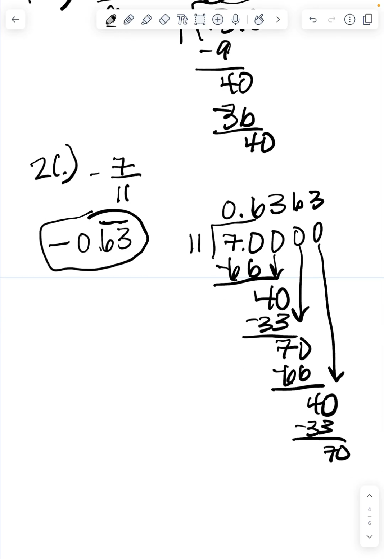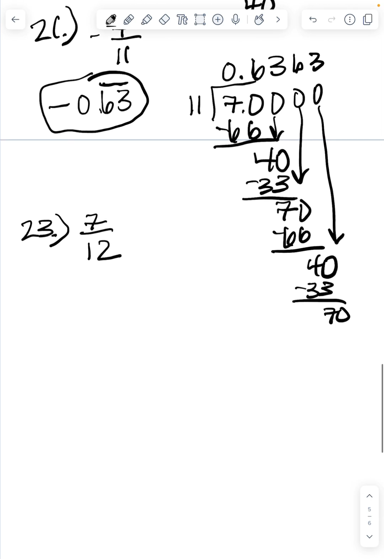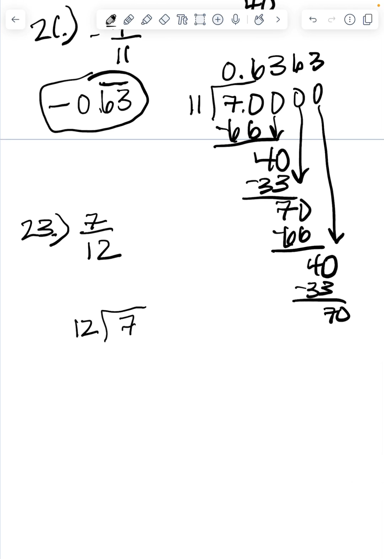Number 23, we have 7/12. Excuse me. 7 over 12. Okay, so 7 divided by 12. Let's take all this here. We're going to get a 5. That's 60. Subtract. Bring down a 0.